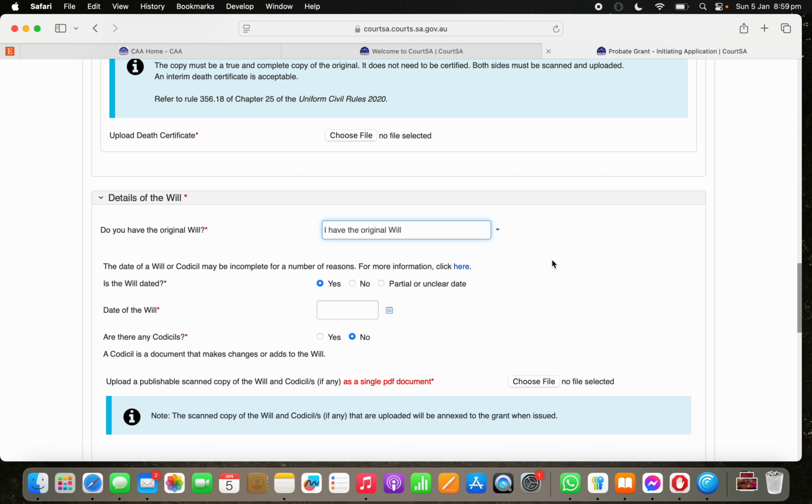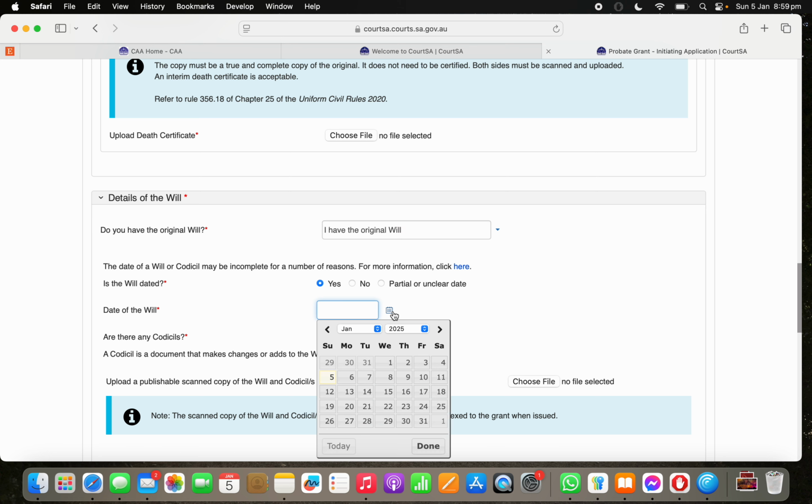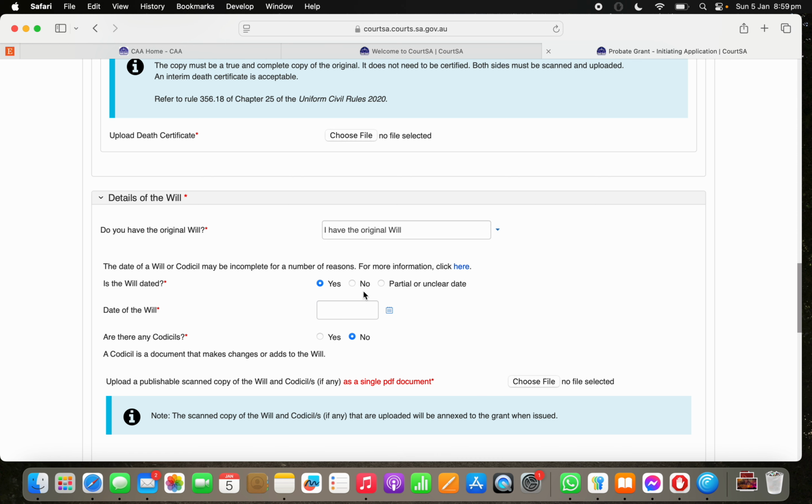But we are going to have an original will for this application, and we have the question, is the will dated? We have 3 options, and typically most of them are all dated. So we click yes, we then click on the little calendar, we'd choose our date, and you can obviously go backwards, but some wills don't have a date or it's a partial date, and you'd choose whichever one is most applicable, and you would also then need to upload an affidavit trying to narrow down the date of execution of the will as much as possible.